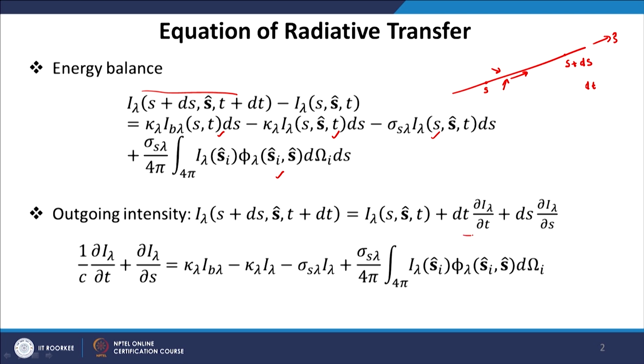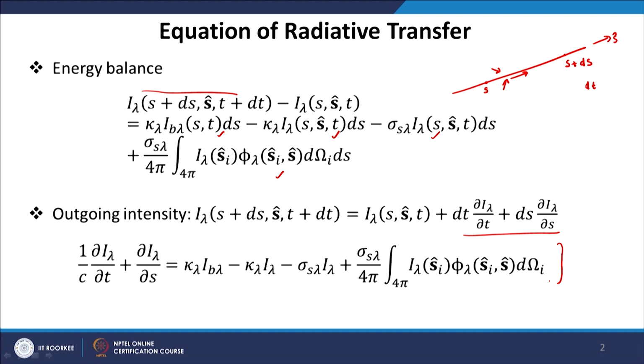Now, the difference between the intensity at S plus ds and at S we can write using differential calculus as dt partial I lambda by partial t plus ds partial I lambda by partial s. Now, substituting this for I lambda at s plus ds minus I lambda at s in this equation, we get the following equation.